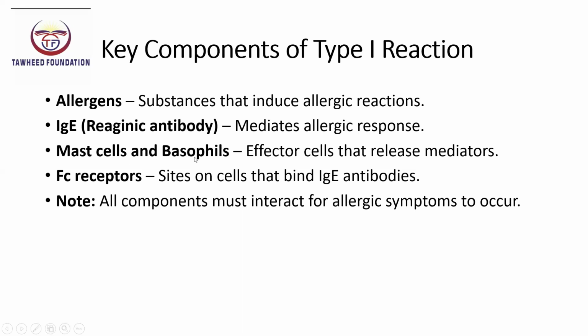Mast cells and basophils are the effector cells that contain granules with chemical mediators. Fc receptors, these receptors on mast cells and basophils bind the Fc portion of IgE, anchoring the antibody to the cell. All these components must interact in a coordinated way for the allergic response to occur. Without any one of these, the typical allergic reaction does not develop. So all these four components are essential for allergic response to occur.